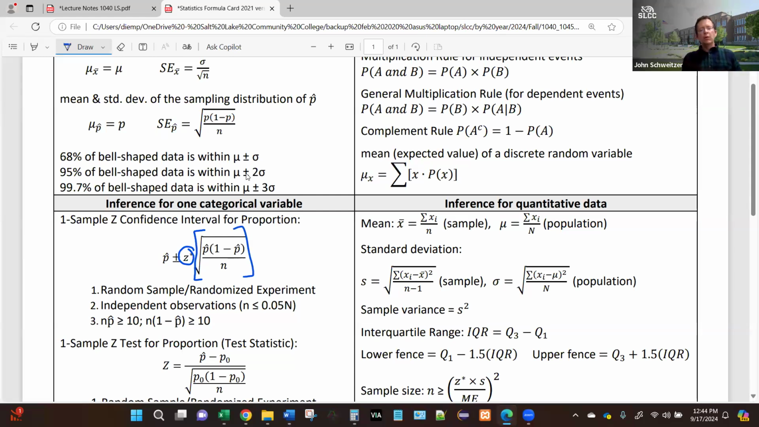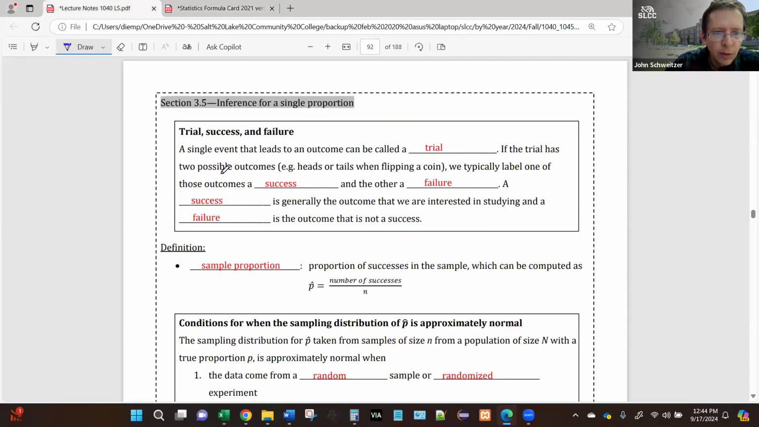So what is the standard error? It's the standard deviation for p hat. So there's a formula for it. I told you there's a formula. It's right here on the formula card. We want to understand this formula a little bit more. Where does it come from? How do we calculate it? How do we use it? Why is it true? That sort of thing.